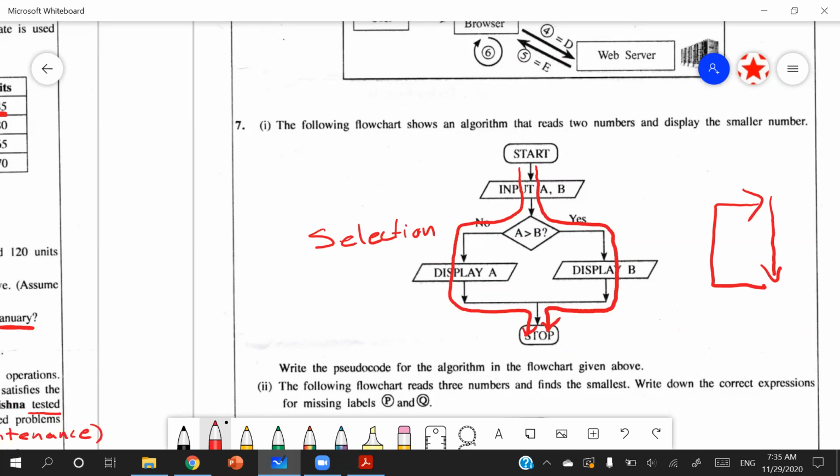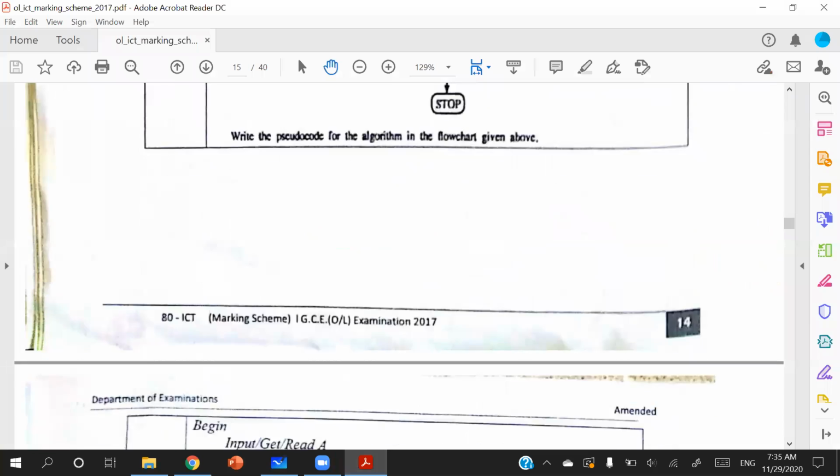So it goes around, right? So this is a selection. So we are going to deal with the selection when we are writing the pseudocode. So pseudocode is written in this manner.